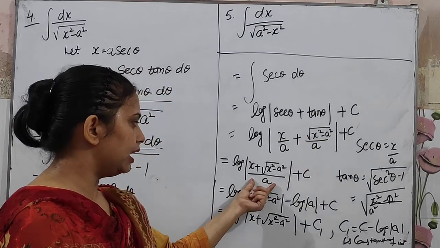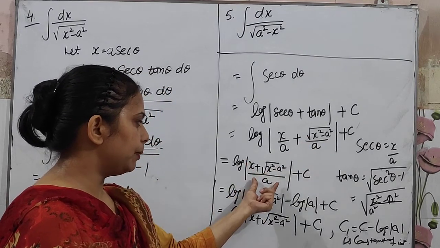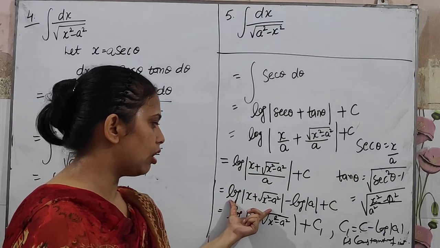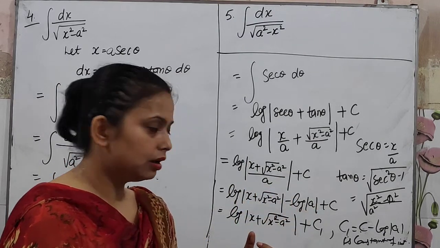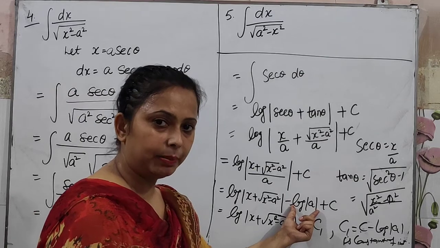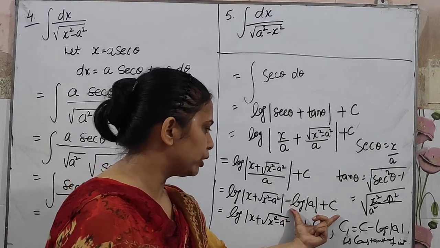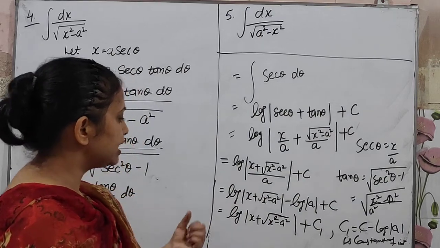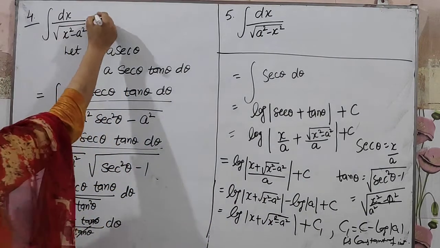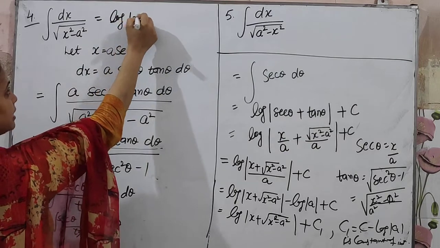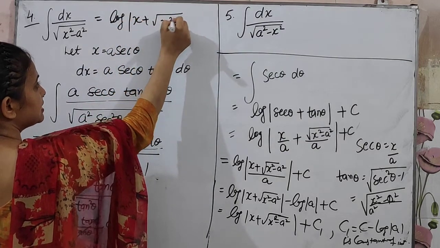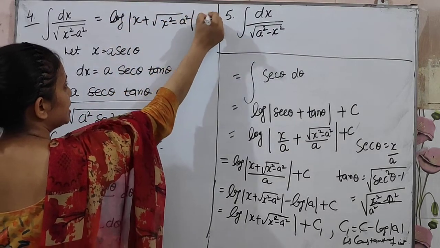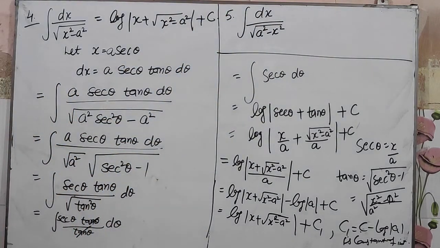Take LCM again. Log m upon n can be written as log m minus log n. This is again a constant independent of x, so together we can take it as a new constant. So what is the integration of this function? It is log of x plus under root of x square minus a square plus c. Right? Pause the video to note it down and also learn this formula.